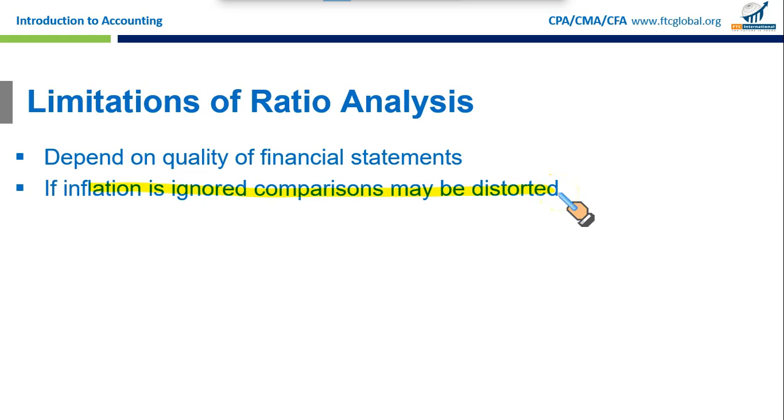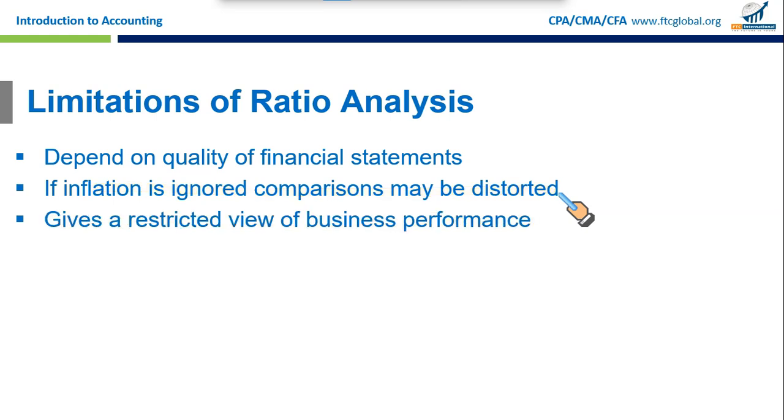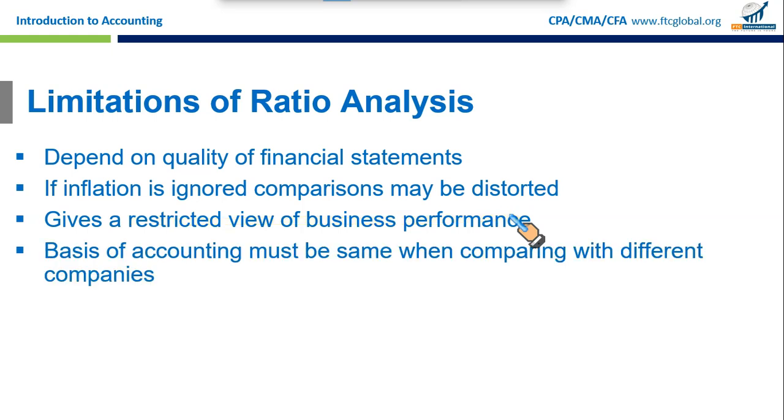Yes, inflation, I'm sure you know, is a persistent increase in the general price level. So if the price level has been increasing over the last few years, then the comparison between last year's numbers and this year's numbers will be seriously distorted because of the effect of inflation. It gives a restricted view of business performance. Yes, just a few areas. We just saw liquidity ratio, efficiency, gearing, interest coverage, but there are many other areas. It doesn't assess the company's operational capabilities.